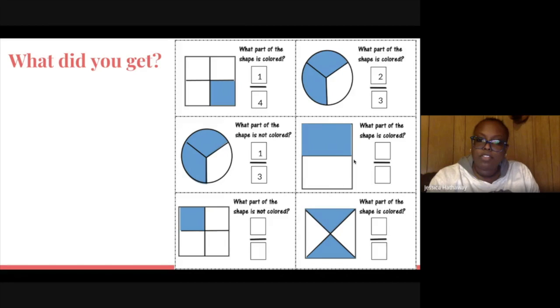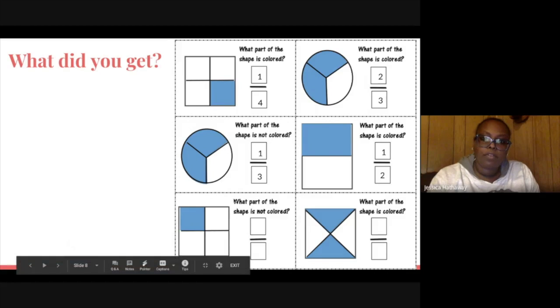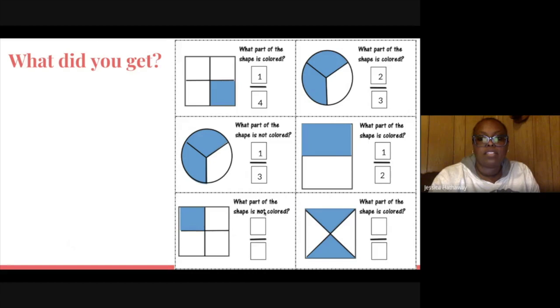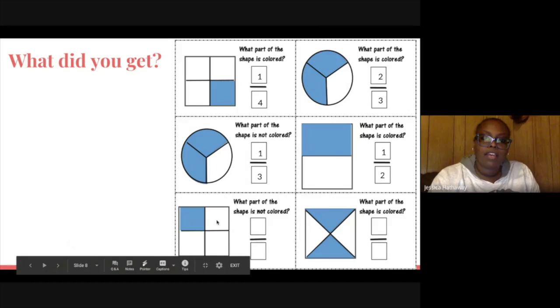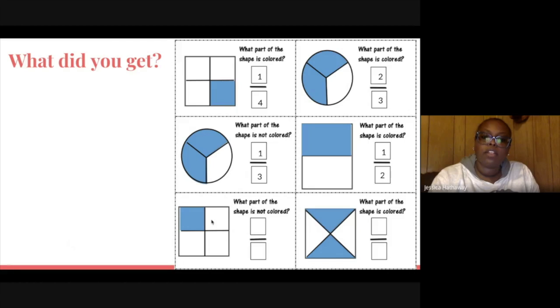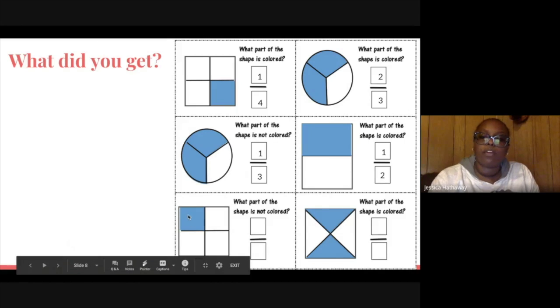Now let's look at this square or rectangle. What part of the shape is colored? Well, I see one section colored, this section is not, but there are 2 sections. So 1/2. Let's look at this one right here. What part of the shape is not colored? Remember, not colored. This can be very tricky because if you're not paying attention, you'll overlook this key word, and it is also slightly bolded. So not colored, let's count. 1, 2, 3. So we have 3. How many pieces do we have all together? Let's count it together. 1, 2, 3, 4. So we have 3/4 not colored.